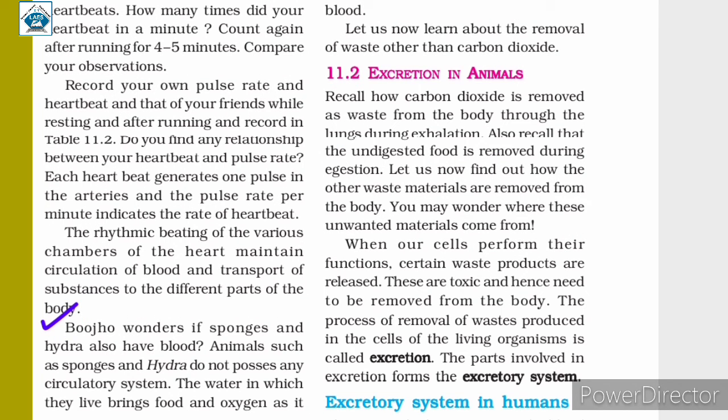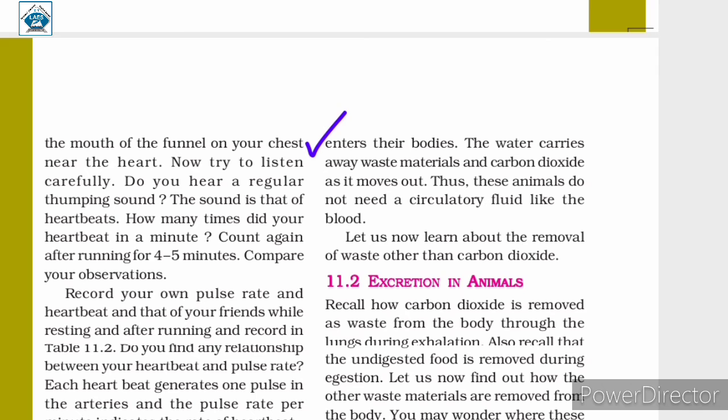Bujo wonders if sponges and hydra also have blood. Animals such as sponges and hydra do not possess any circulatory system. The water in which they live brings food and oxygen as it enters their bodies. The water carries away waste materials and carbon dioxide as it moves out. Thus, these animals do not need a circulatory fluid like the blood.